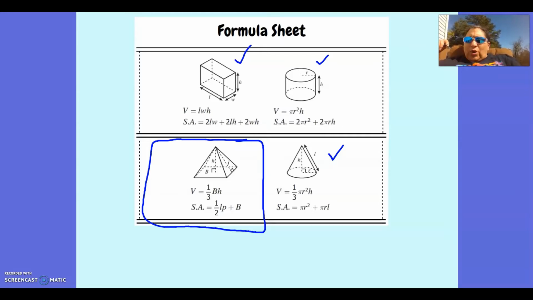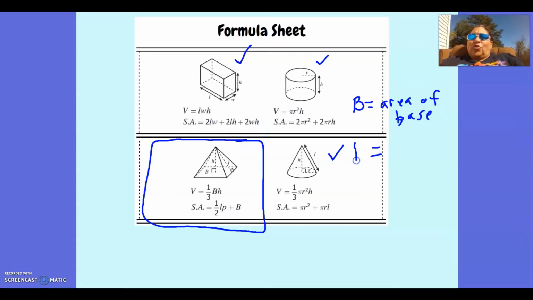The volume of a square-based pyramid, how much stuff would fit in it, is 1/3 big B times H. Big B is different than little b, so remember that. Big B means the area of a base. But since we're in 8th grade, big B is the area of a square. And the area of a square is one side times the other. We call it length times width, because we use the same formula for squares and rectangles.